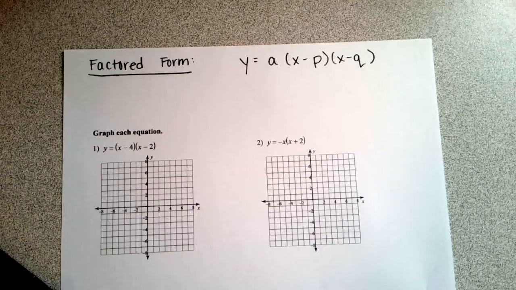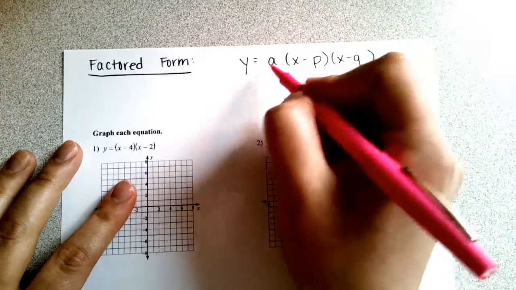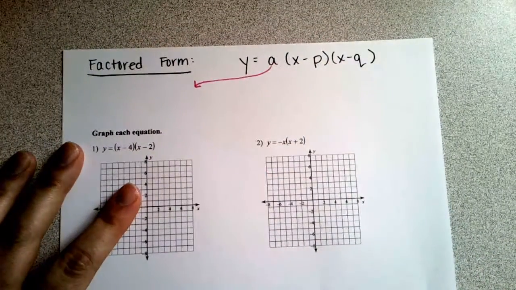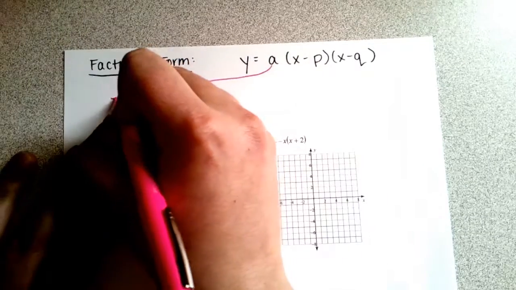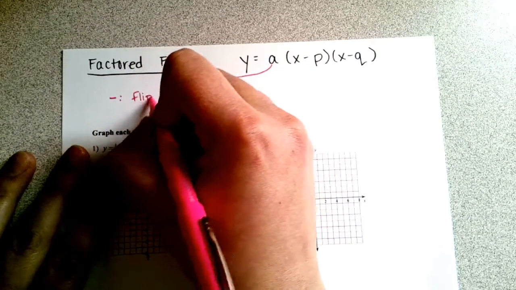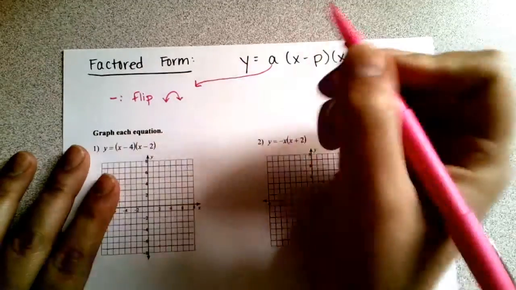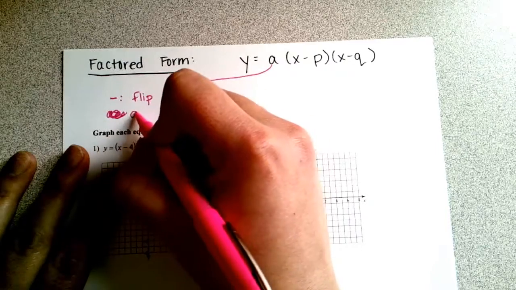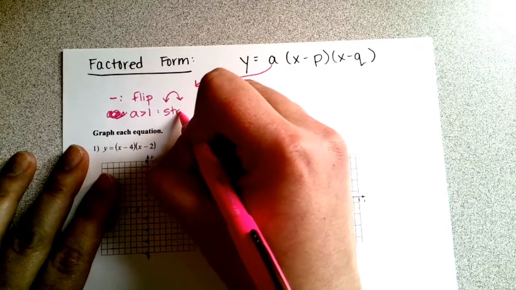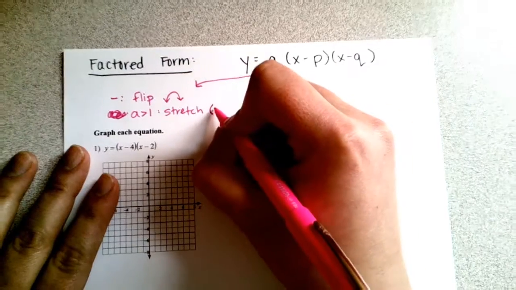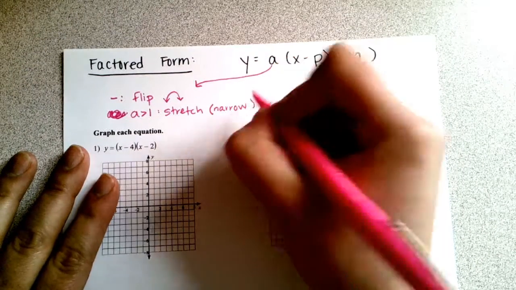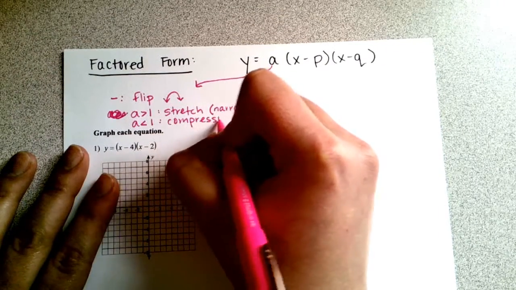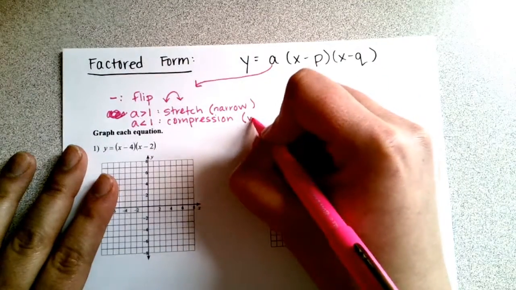And just like in all our other forms, these letters mean something. What's nice about the a value in all three forms is it always means the same thing, the same thing as it meant in vertex form. If it's a negative a value, we flip our parabola to be upside down. If the a value is greater than 1, we have a stretch, which means we have a narrower parabola. And if our a value is less than 1, we have a compression, which means we have a wider parabola.